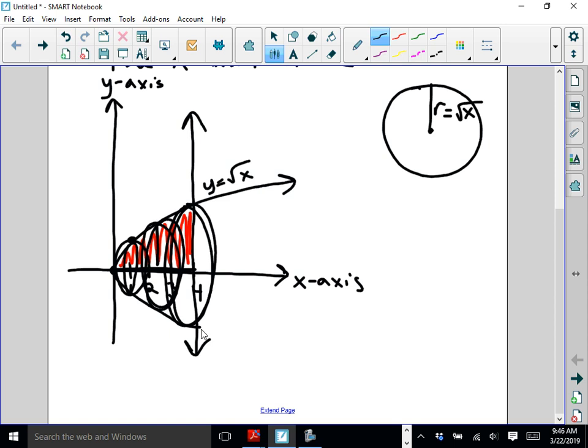Now what I'm doing is I cut this thing with a thickness. But I want to cut it really, really small. So for a really small number, I'm going to call it dx. Its thickness is dx.